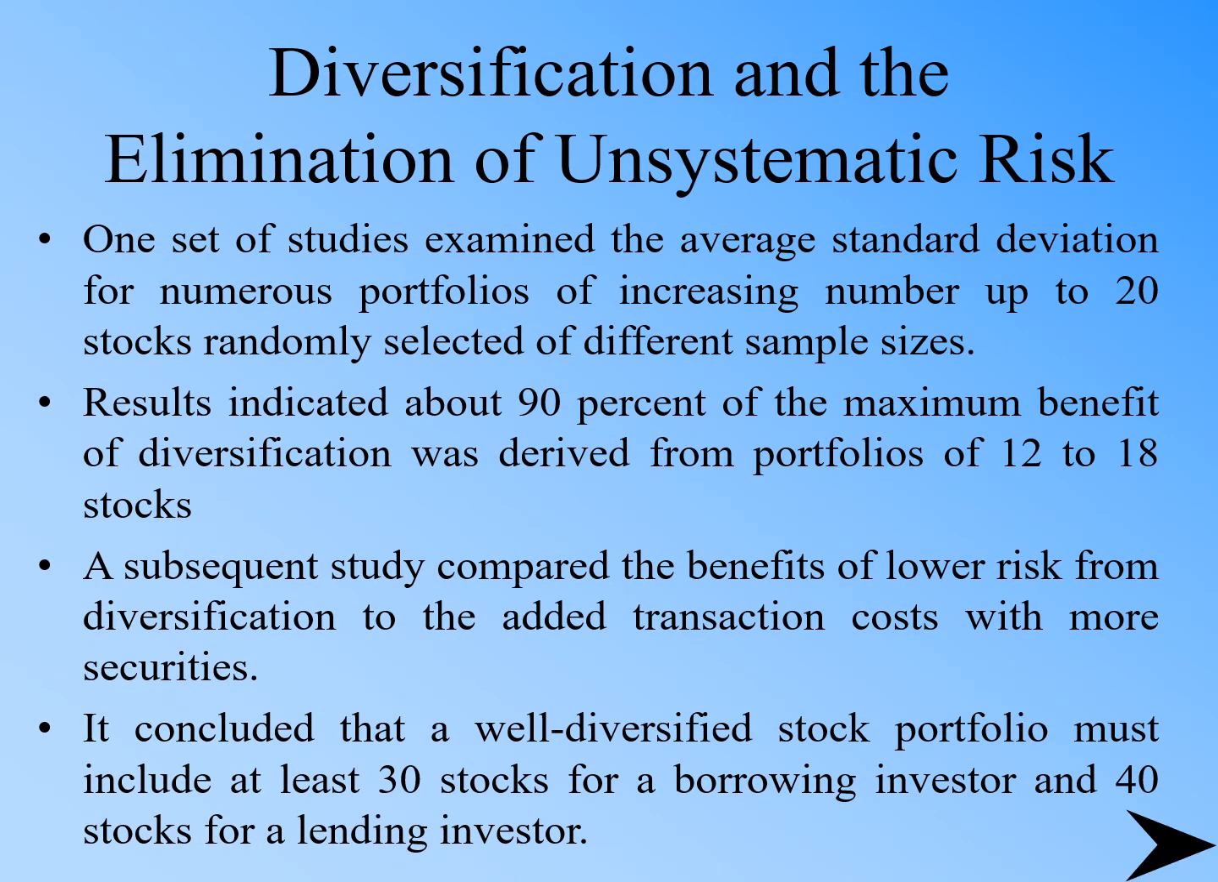So one set of studies examined the average standard deviation for numerous portfolios of increasing number up to 20 stocks randomly selected of different sample sizes. The results indicated that about 90% of the maximum benefit of diversification was derived from portfolios of 12 to 18 stocks. A subsequent study compared the benefits of lower risk from diversification to the added transaction cost with more securities.